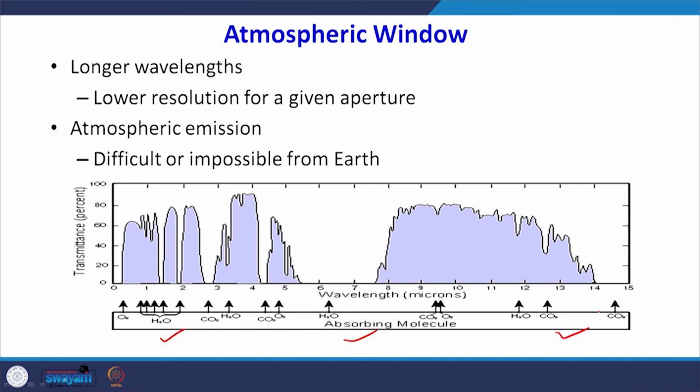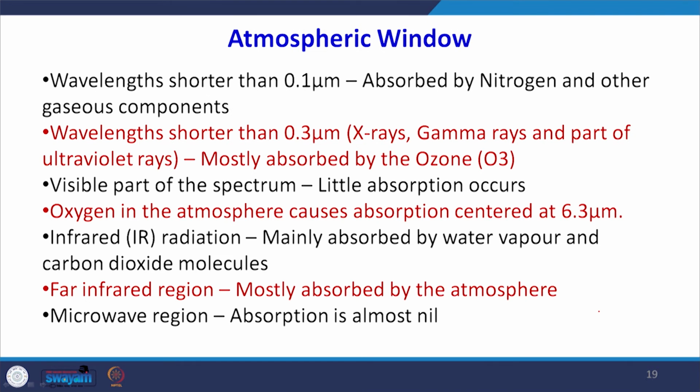So, there are gas molecules, atmospheric particles which are present, and then there are processes which are taking place. So, identify the best wavelength regions where loss due to transmittance, loss due to absorption, and loss due to scattering is minimum. If we look at the region, wavelength shorter than 0.1 micrometer is absorbed by nitrogen and other gas components. This we derived from the previous diagram.